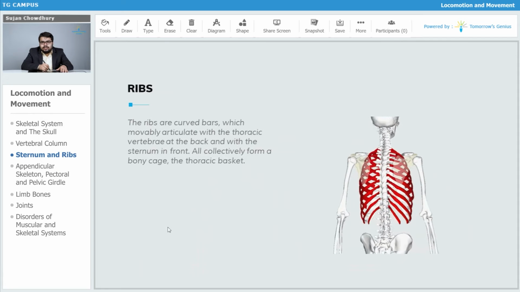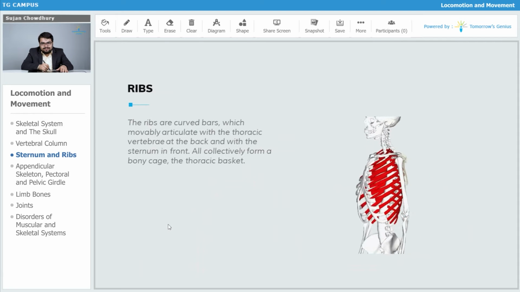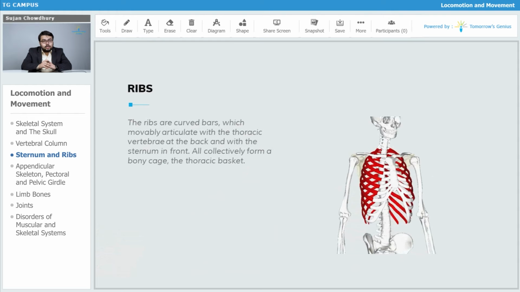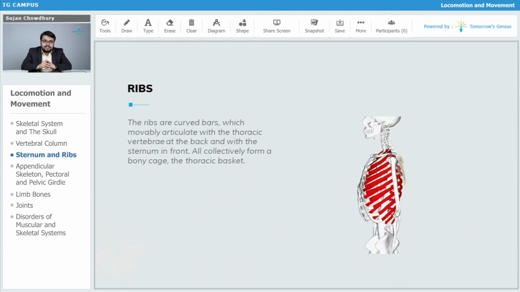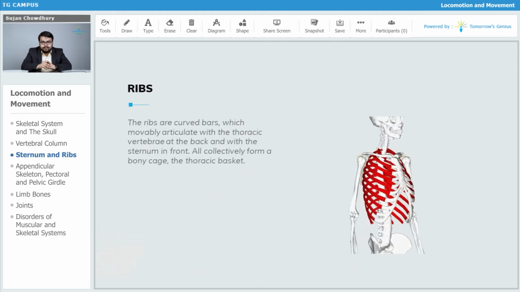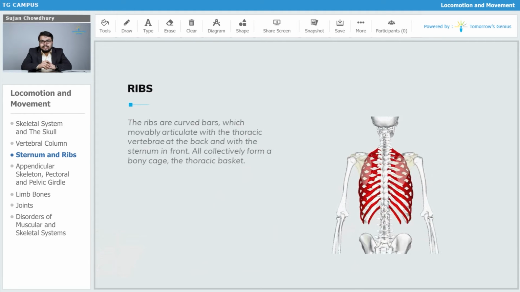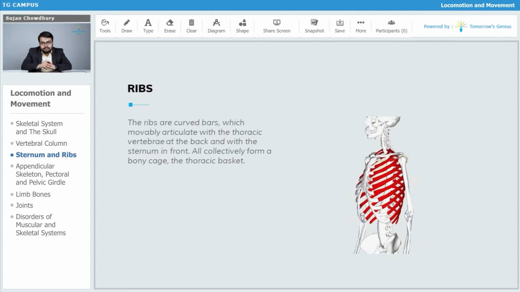Let's now talk about the ribs in the next part. Let us now talk about the bony structures present at the lateral sides of the sternum. Yes, you have guessed it right. We are going to talk about the ribs.